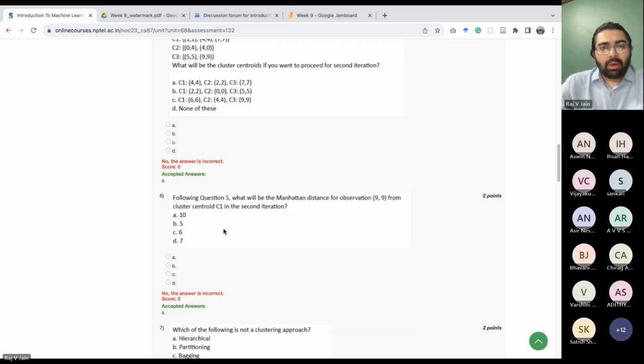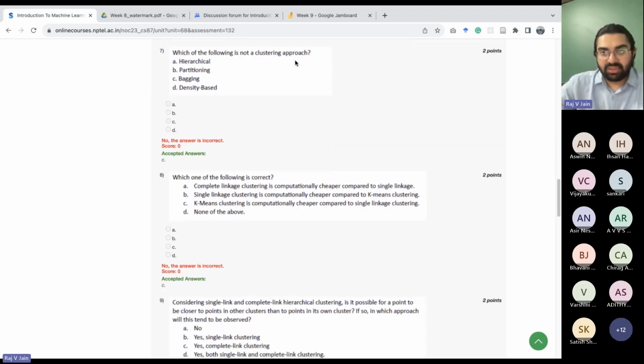All right. Which of the following is not a clustering approach? So very clearly, bagging, right? Because we discussed last class, I think last week, that bagging is basically for supervised algorithms. So it's not a clustering approach at all, where we get multiple subsets and all of that. All of the remaining are clustering approaches.